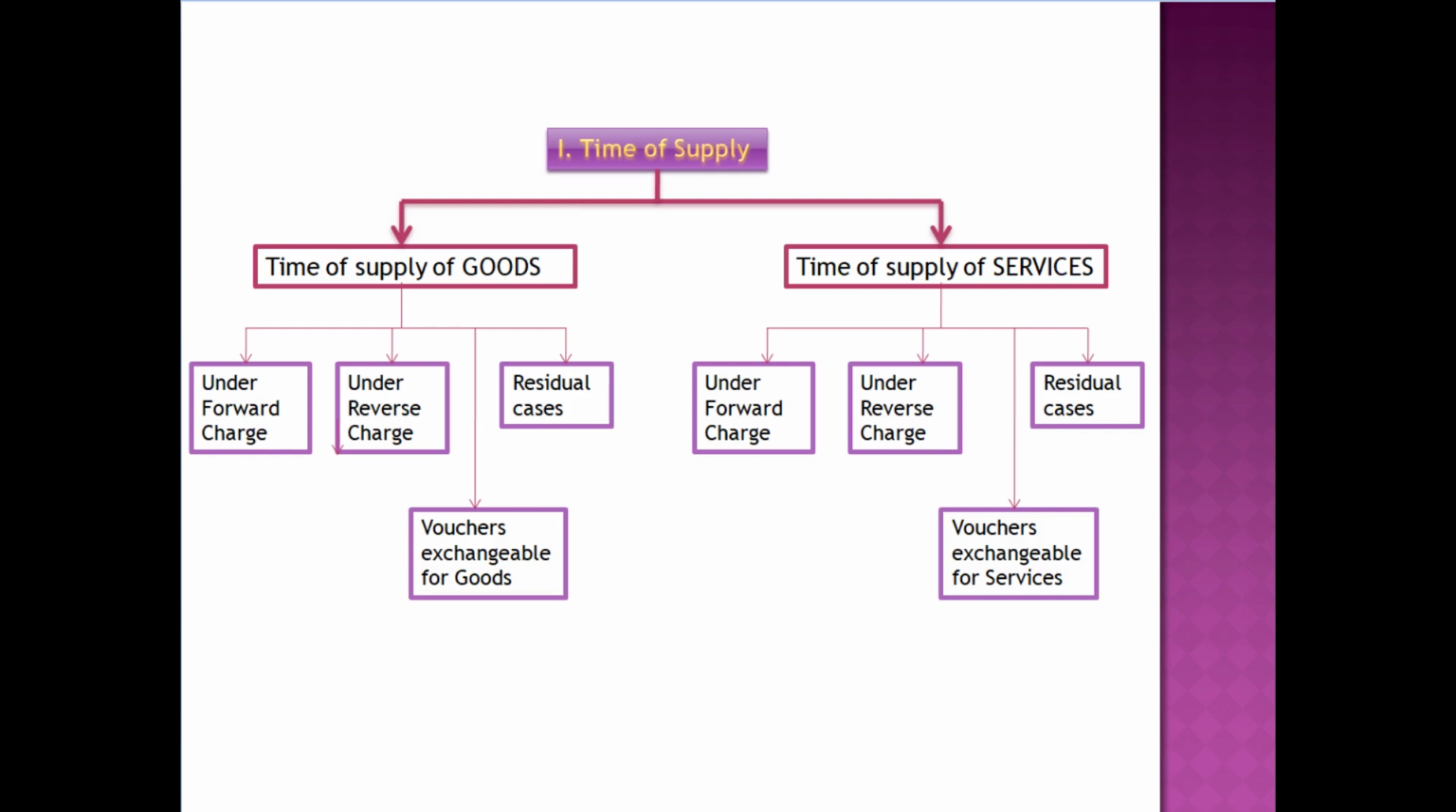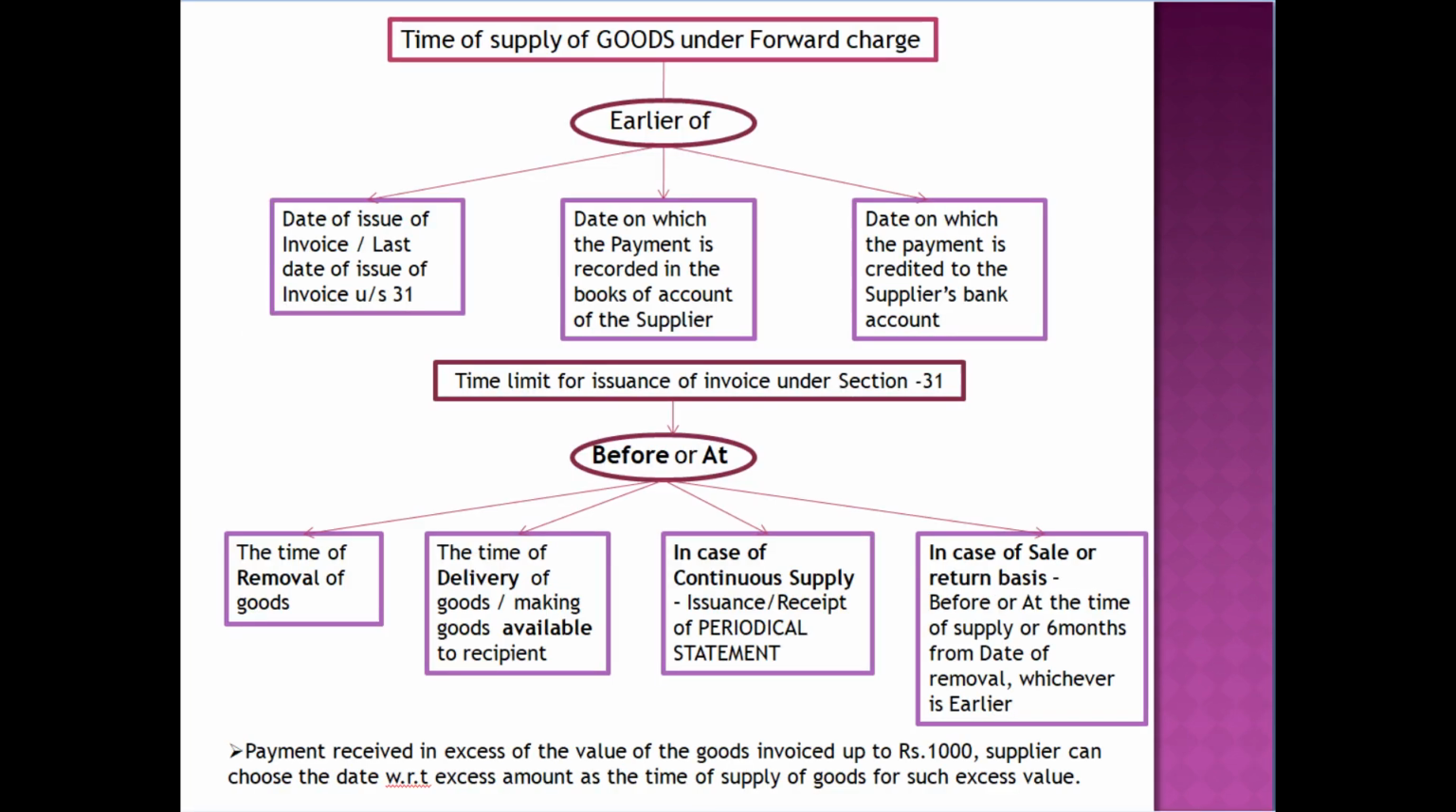Topic: time of supply is calculated on goods and services. Each of these heads is subdivided into four categories. They are time of supply under forward charge, time of supply under reverse charge, time of supply in case of vouchers, and the last one is residual cases, which means other than these three categories. And let's see the time of supply of goods under forward charge.